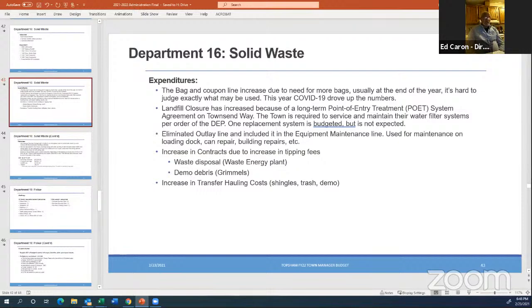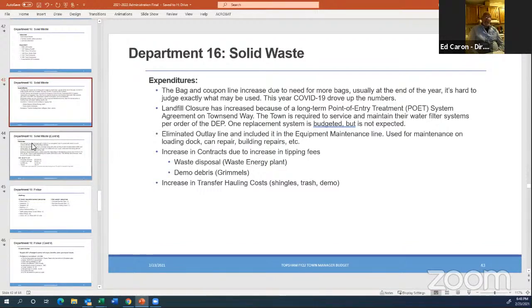Increase in the contracts due to the increase of tipping fees. Waste disposal goes to either the waste energy plant or it'll go to a landfill if the quota has been met. Our demo debris goes through Grimmel's. It's part of our contract with Pine Tree Waste, but they take it to Grimmel's for grinding and disposal.